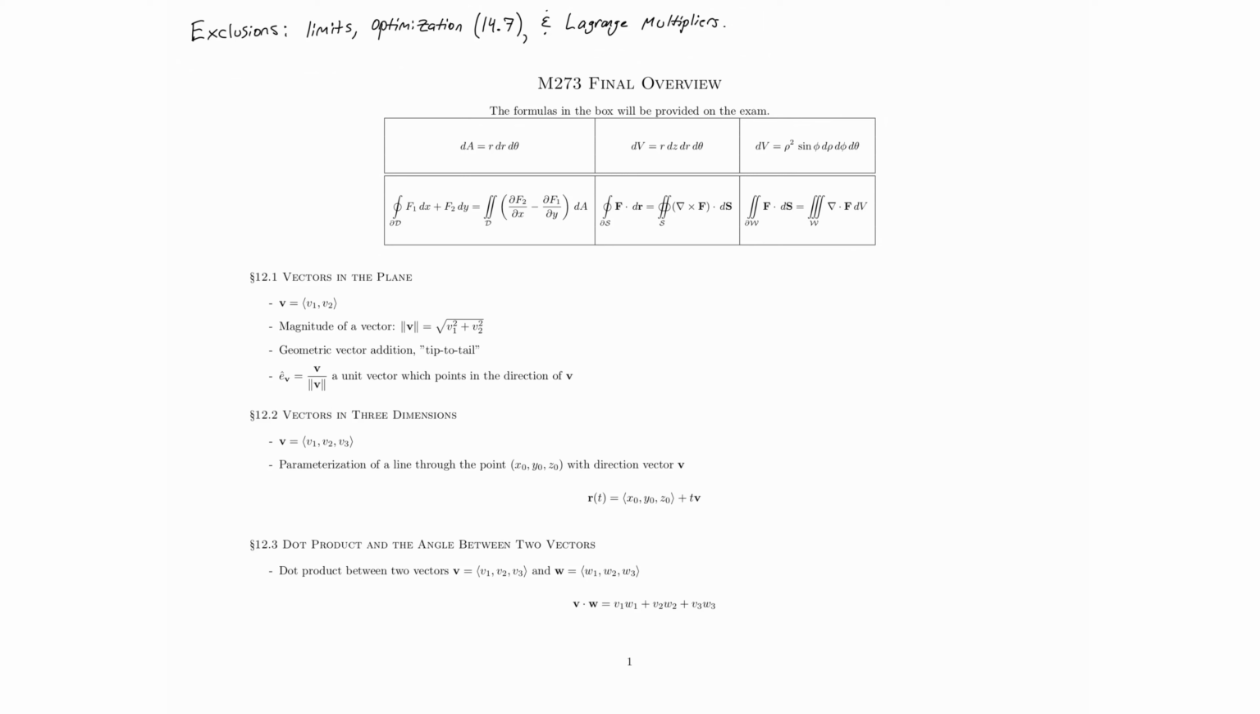All right, the first section we have is 12.1. These are vectors in the plane. This is simply our introduction to vectors. So we talk about how a vector can be interpreted as displacements.